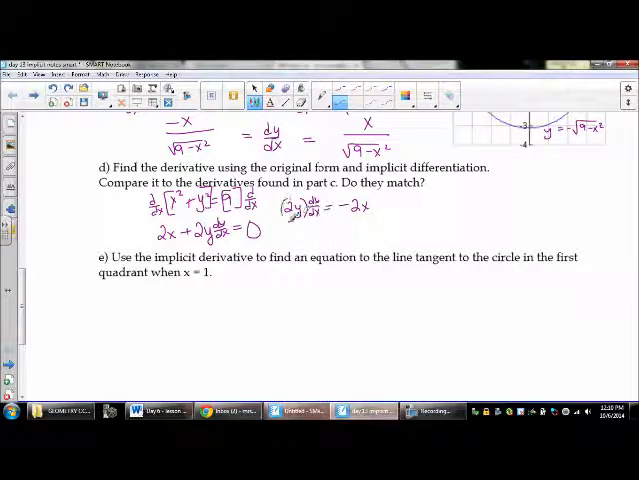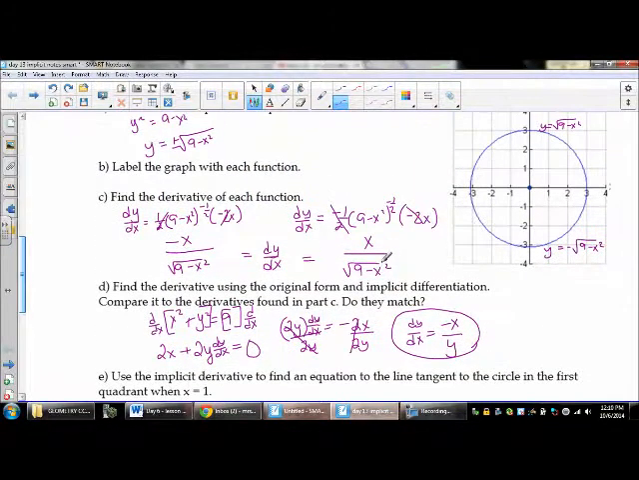I just need to basically identify that these are separate pieces in this case. And then I'm going to solve for dy/dx by dividing both sides by 2y. And I'm going to get dy/dx equals negative x over y. So there's my derivative. It has an x in it and it has a y in it. I'm good to go. Now, does this match? Does this equal that? Well, yeah, it does.